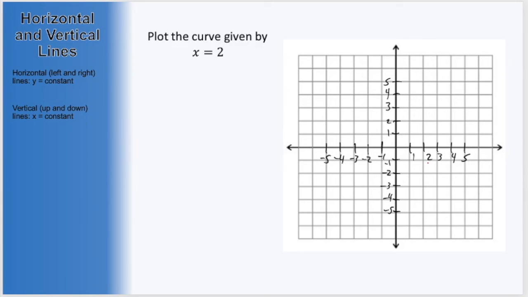Consider the equation x equals 2. Realizing that this is a vertical line, all we need to do is go to the value of x equals 2 on our x-axis this time, and draw a vertical line going through that point. And that's all there is to it.